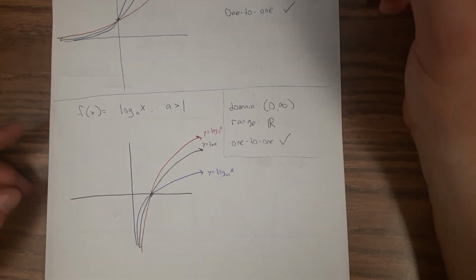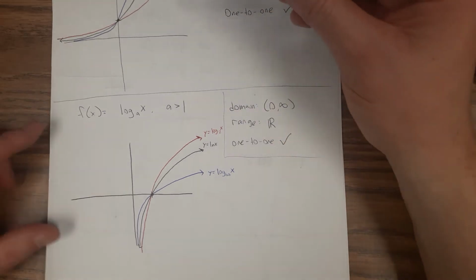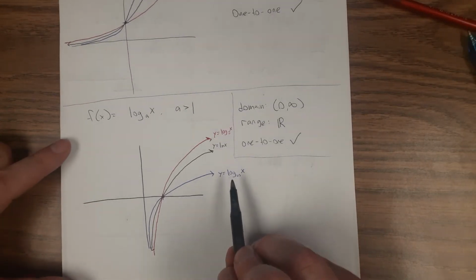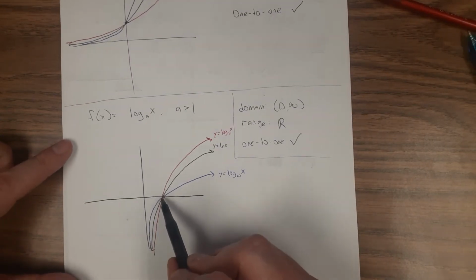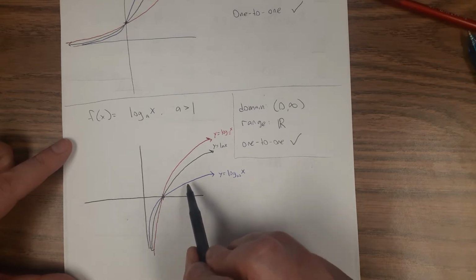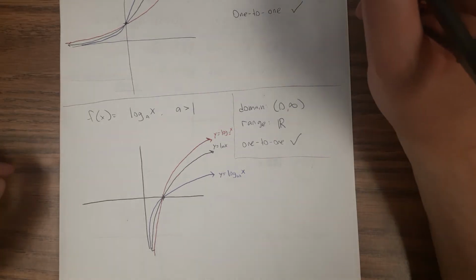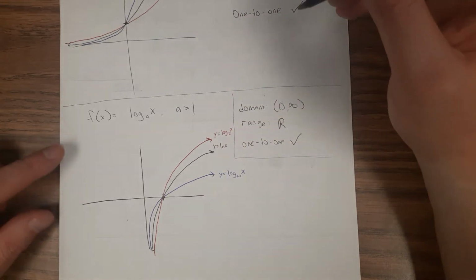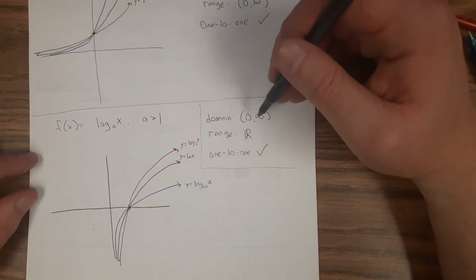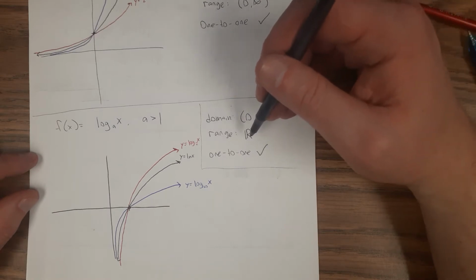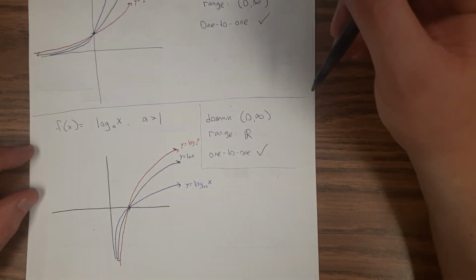But the effect that the base has is kind of analogous to the effect that the base has up here. If you have a larger base, then to the left of this point, the graph is going to be above the smaller bases, and to the right of that point, the graph is going to be below the smaller bases. These functions have domain of 0 to infinity, not including 0. They have a range of all real numbers, and they are one-to-one.